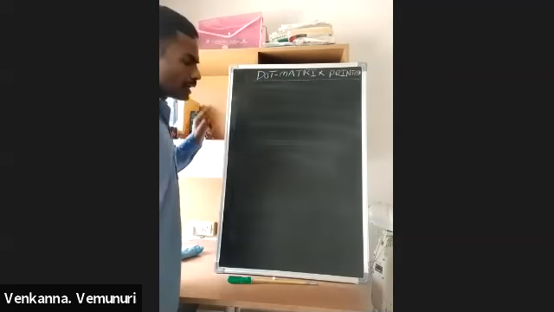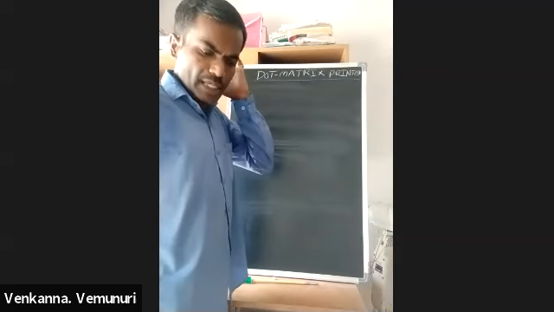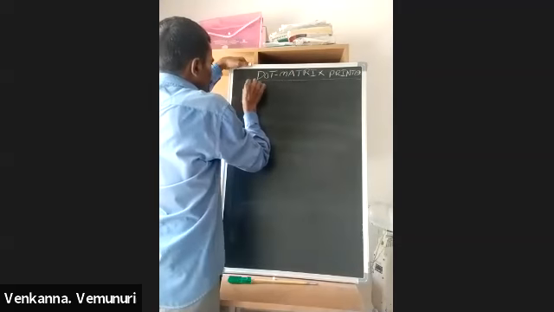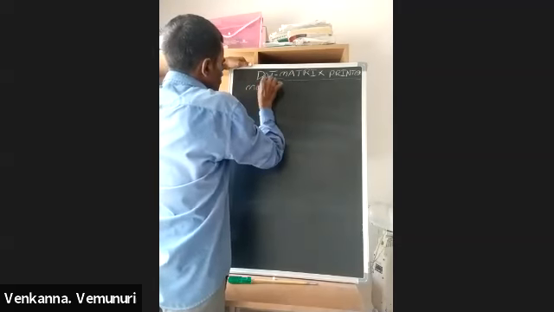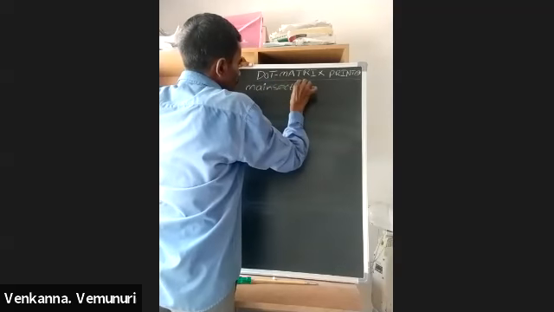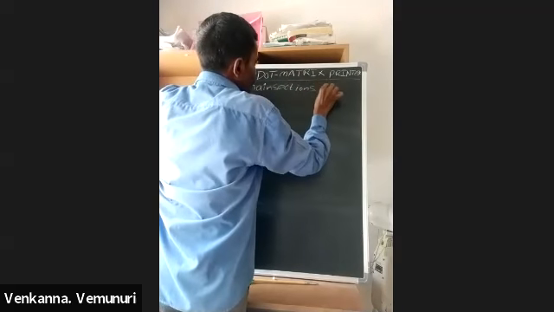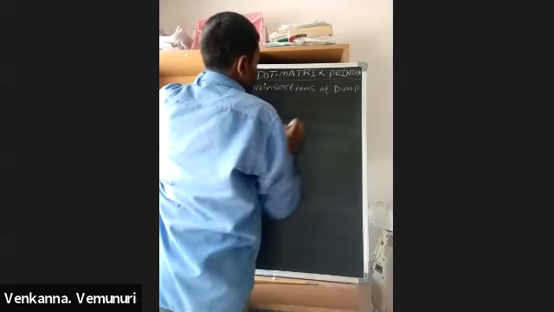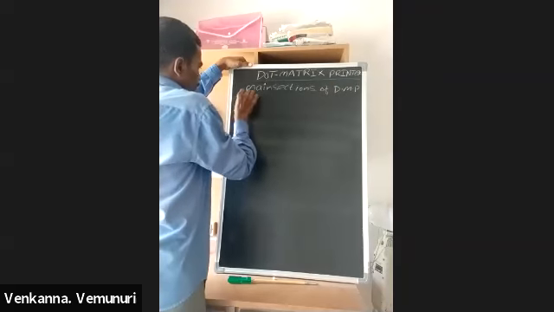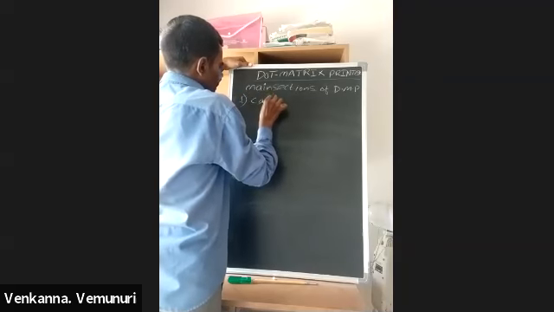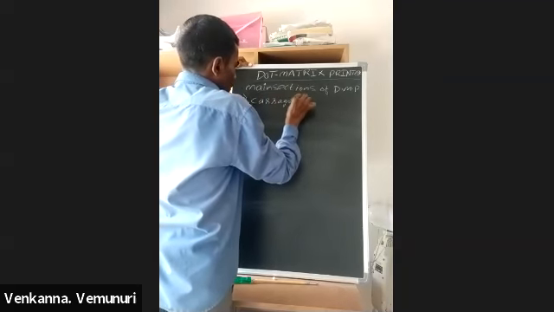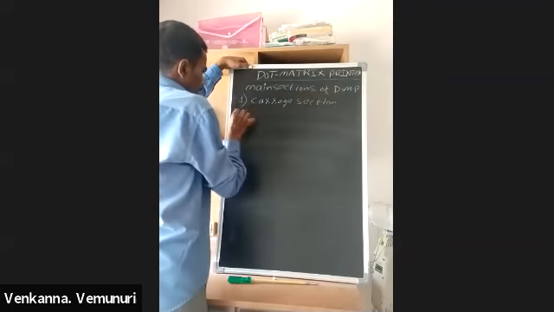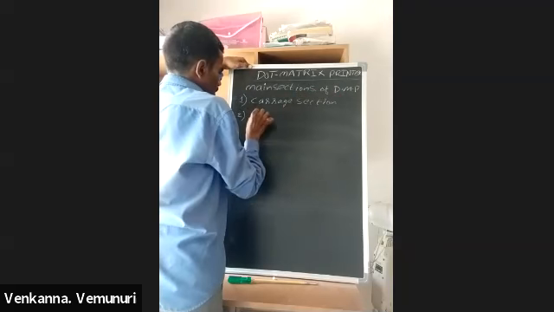Actually, in a dot matrix printer, the main sections are: the first one is the carriage section, and the second one is the paper feed section.